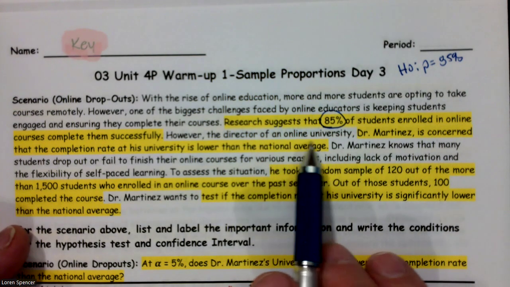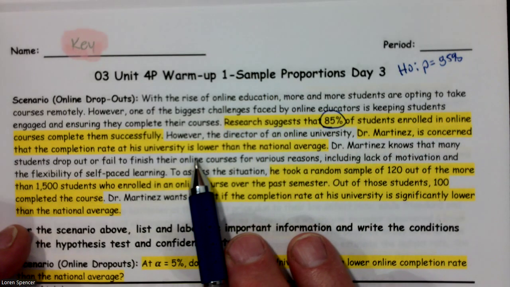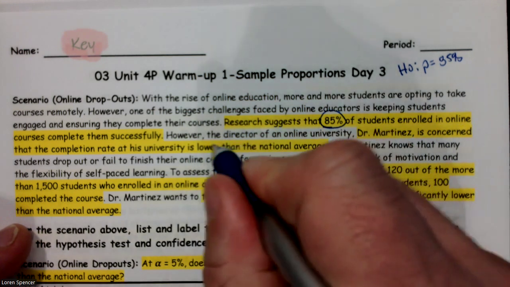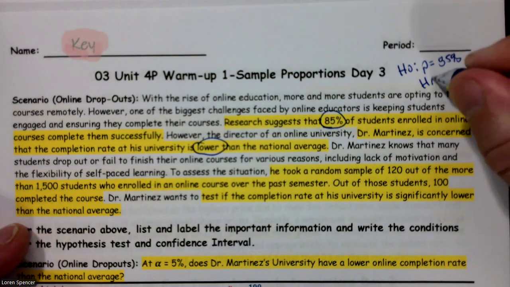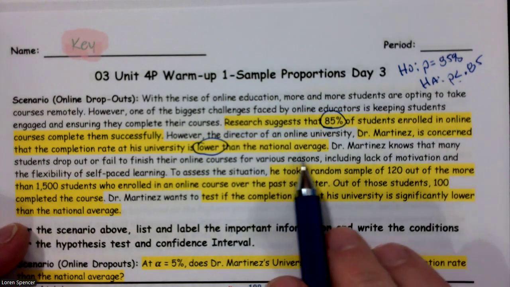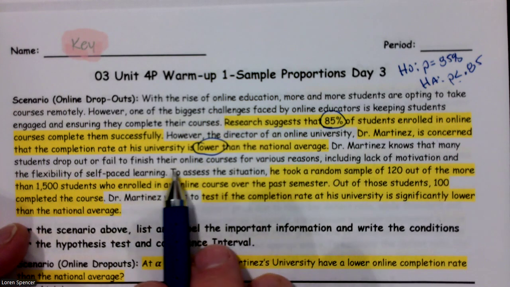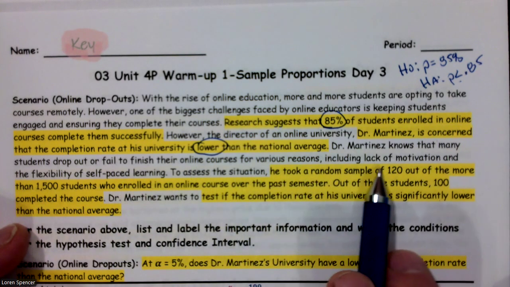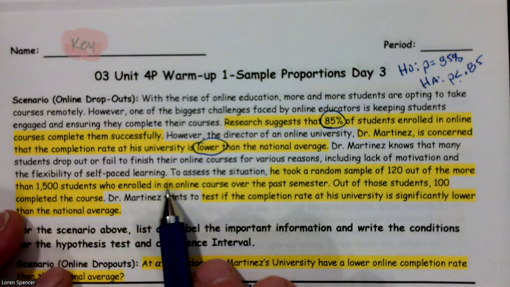However, the director of an online university, Dr. Martinez, is concerned that the completion rate at his university is lower than the national average. So basically, we have an HA where we're going to say, hey, you know what? We believe that it's lower than 0.85. That less than came from that lower. Dr. Martinez knows that many students drop out or fail to finish their courses for various reasons, including lack of motivation and because of the flexibility of self paced learning.